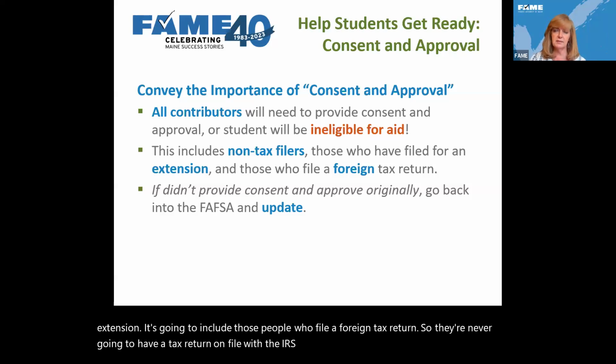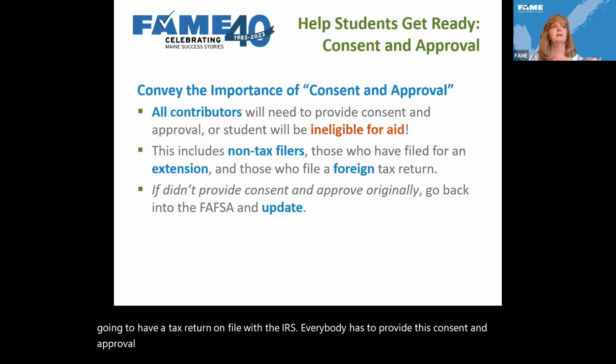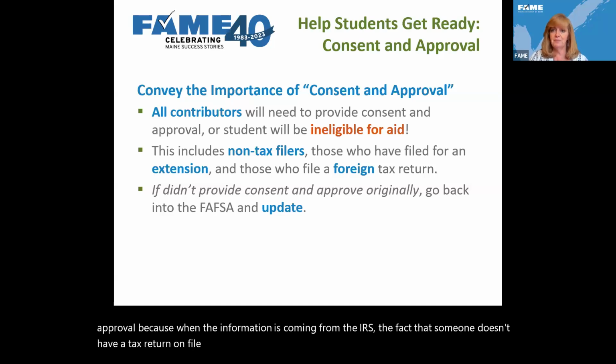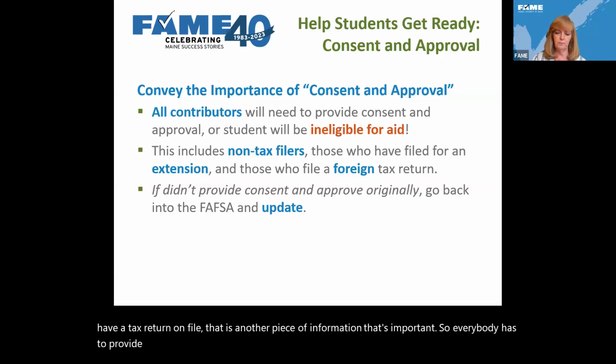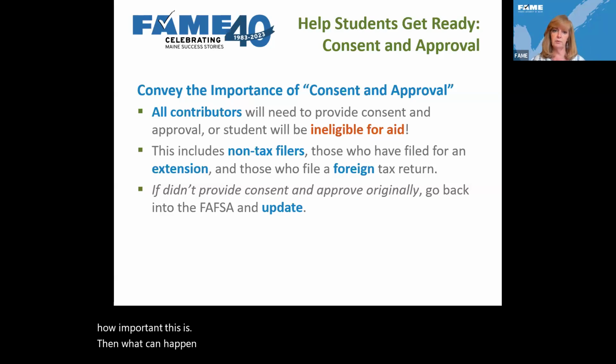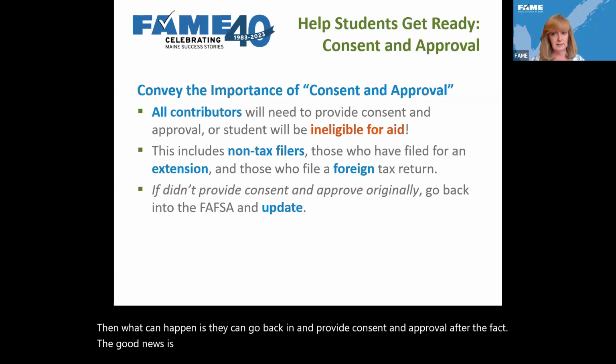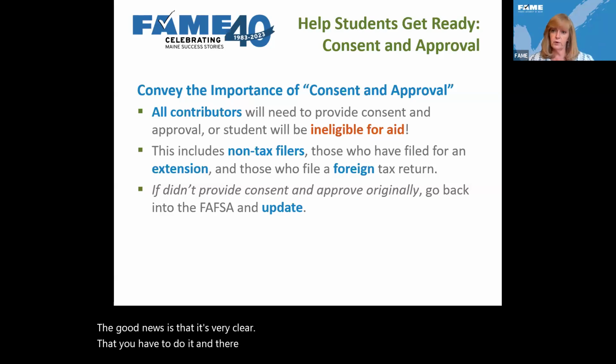Everybody has to provide this consent and approval, because when the information is coming from the IRS, the fact that someone doesn't have a tax return on file is another piece of information that's important. So everybody has to provide consent and approval. If for some reason someone doesn't, because they don't realize how important this is, then they can go back in and provide consent and approval after the fact. The good news is that it's very clear that you have to do it, and there are multiple opportunities for individuals to do that in what we've seen so far.